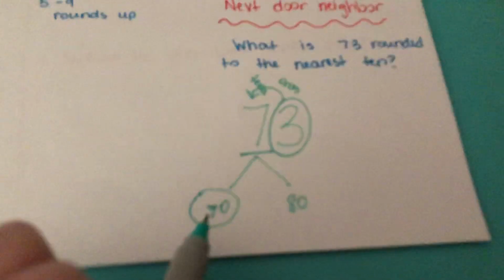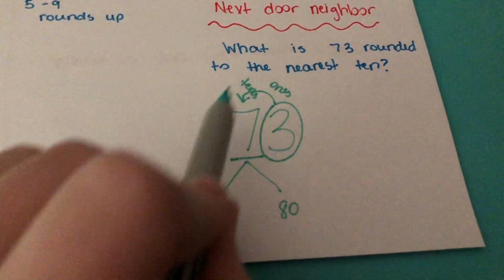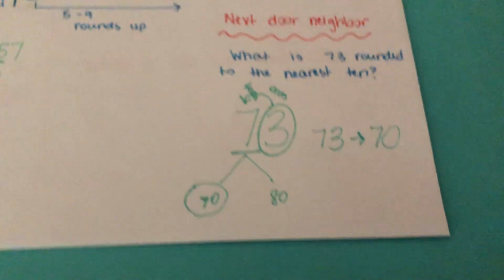So we're making sure that the students understand that we're just looking in this one place to see if the tens place goes down or goes up. So therefore our answer is 73 rounds to 70 whenever we're looking at the nearest 10.